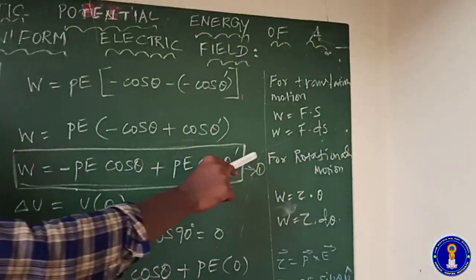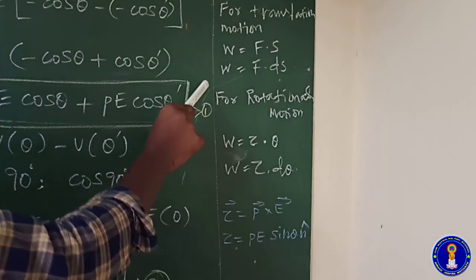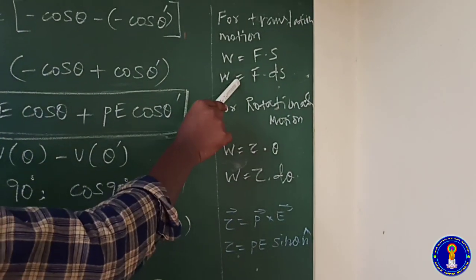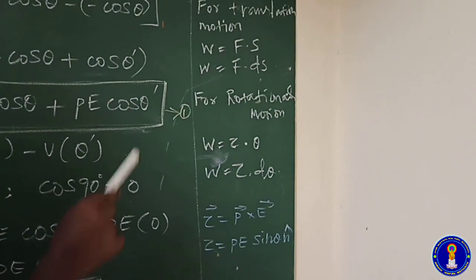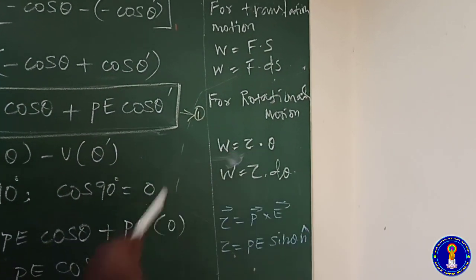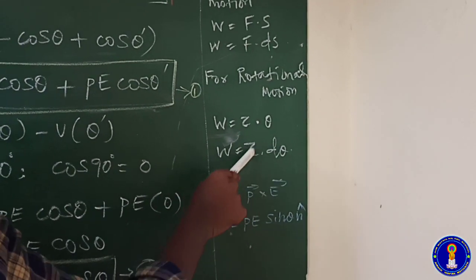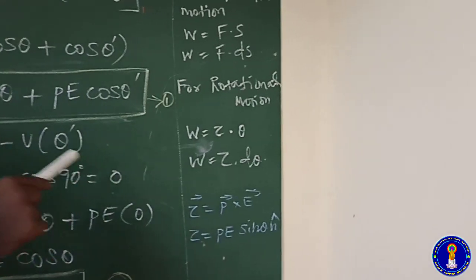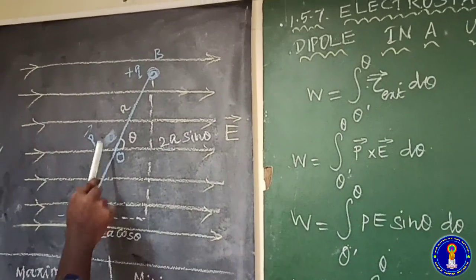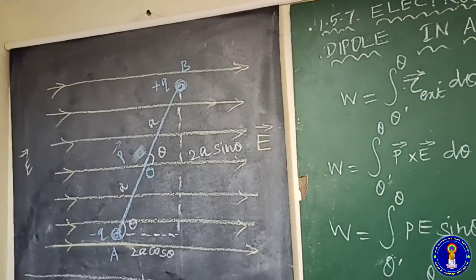You know from the previous year, 5th lesson, for translational motion, work done is equal to force into displacement. For small displacement, work is equal to force into ds. Same as for rotational motion, work done is equal to tau into theta. So for small angular displacement, W is equal to tau d theta. Here also we rotate the dipole through a particular angle, so this is rotational motion.